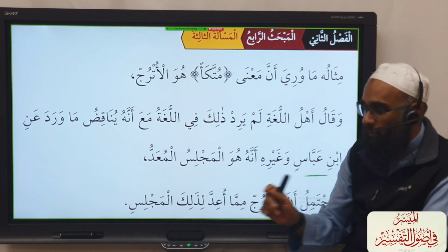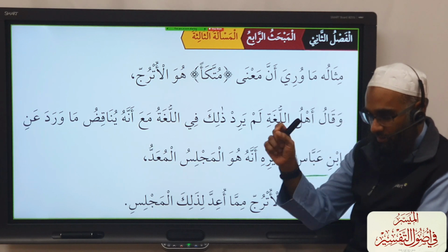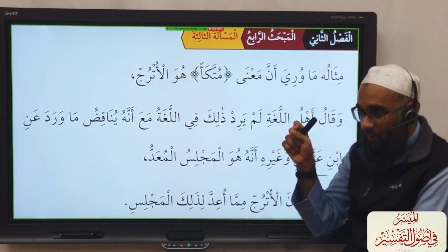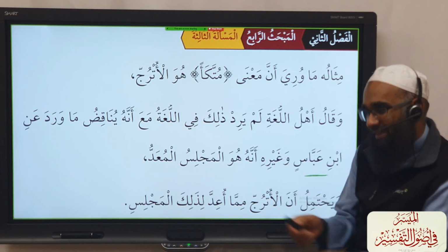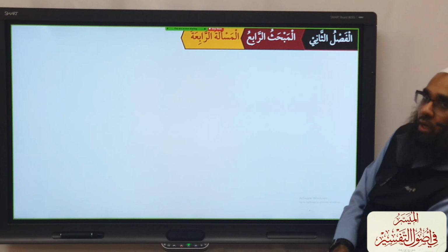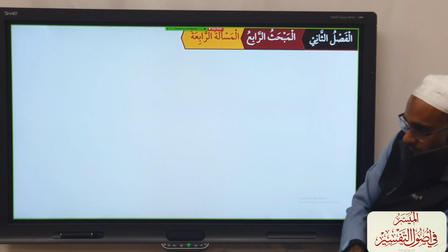We can interpret it and say, well, probably the mufassir who mentioned this, they didn't mean that it was a muttaka. Well, it meant utruj, but it means within the muttaka, within the banquet and the feast, there was citron. That's how we're going to do tatbiq of it. Are you following?